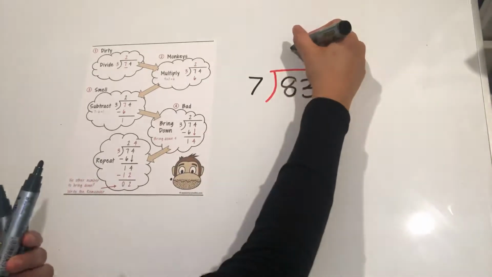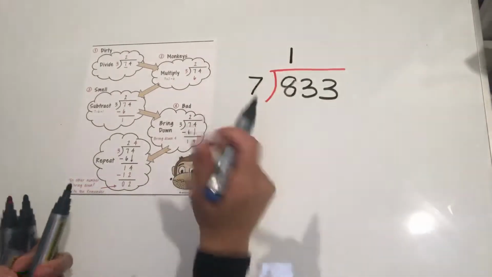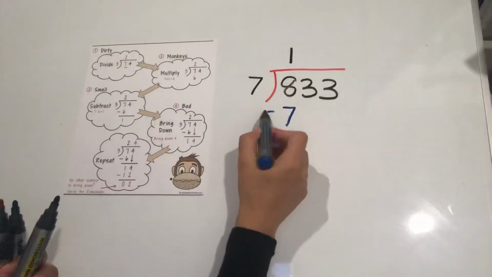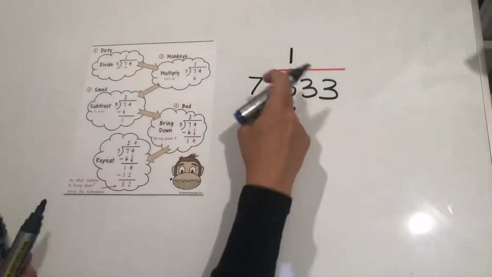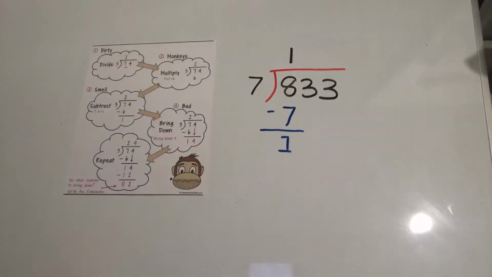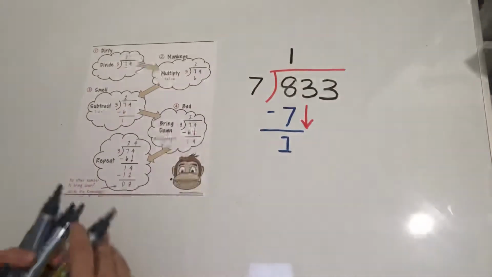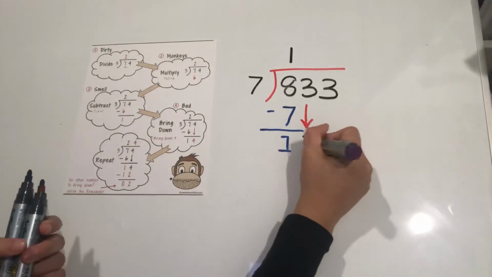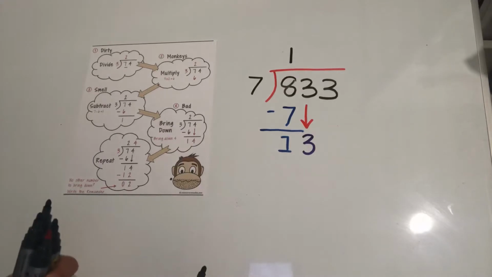So I put our 1 at the top, and then our next step is to multiply. So 7 multiplied by 1 is 7. So we do 8, take away 7, we're subtracting, which is 1. So that means from our 8, we have 1 remainder left over. Next step is to bring down our tens digit. This is showing now that with our 1 remainder left over before, we have 13 tens.